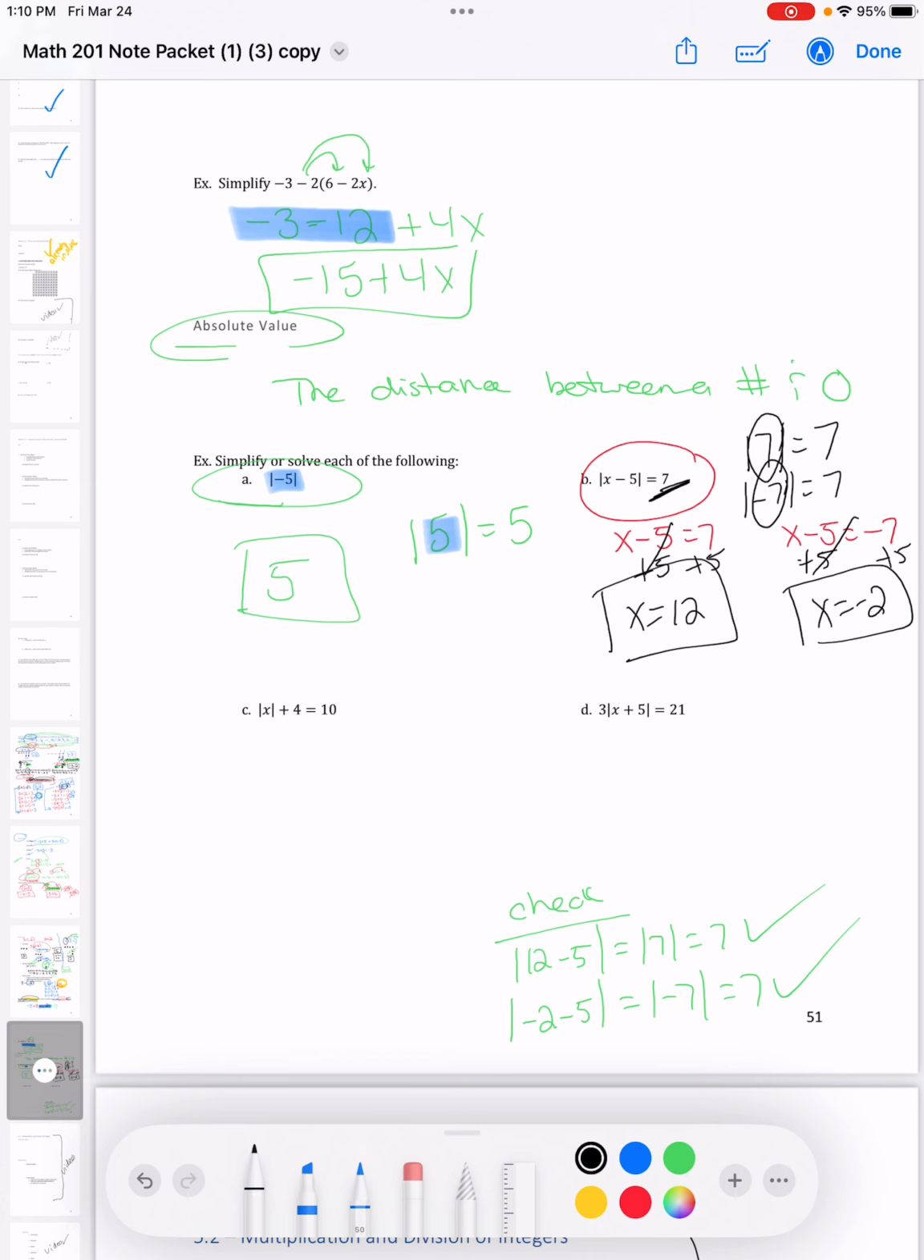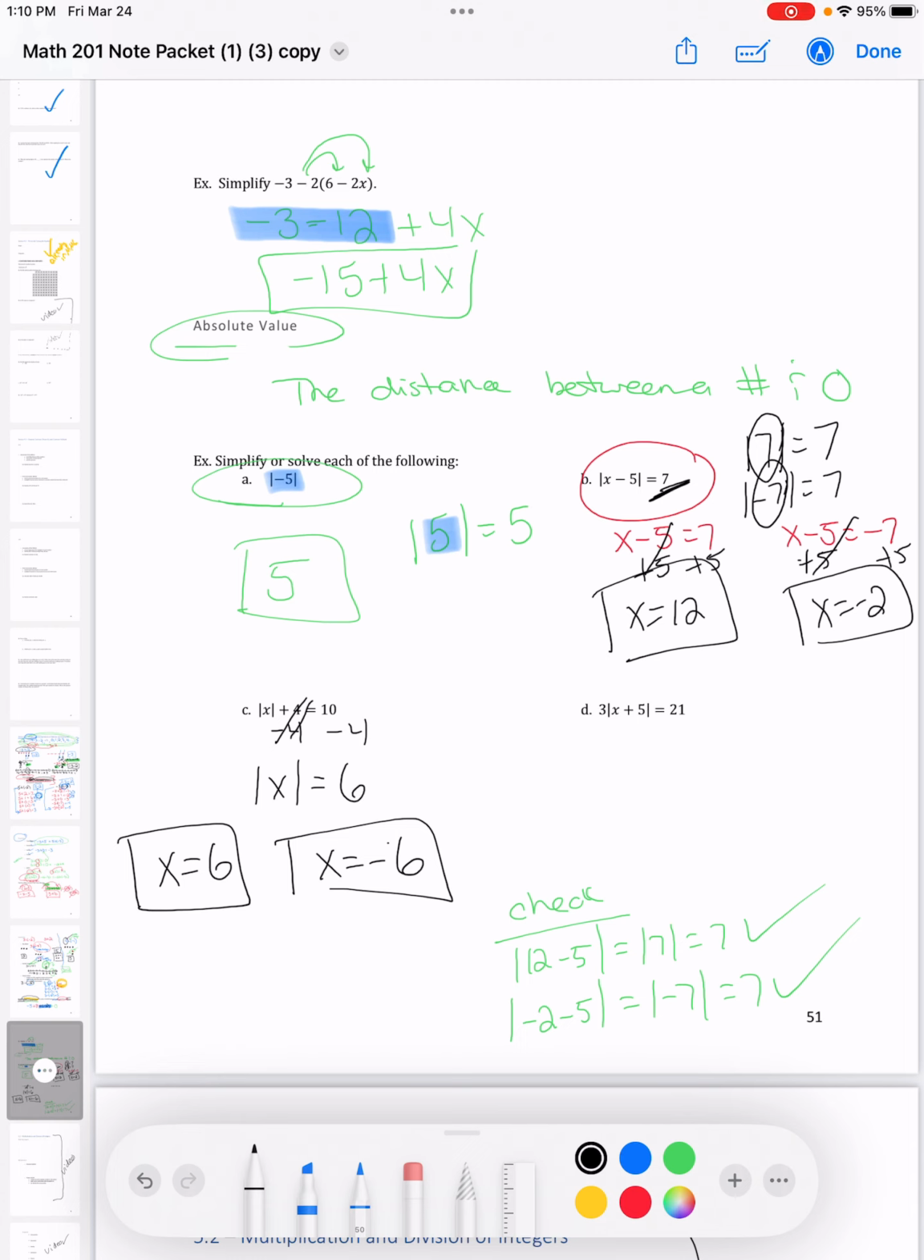Let me do one more and then I'll have you guys try one. I'll do C. Before I can set the equation equal to 2 different numbers, first I have to get the absolute value completely by itself. We call that isolating. So I'm going to isolate the absolute value and then say it could be 6 or -6. Before you find those 2 possible answers, you do have to isolate the absolute value.